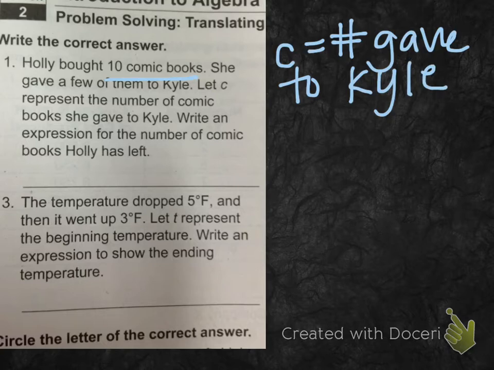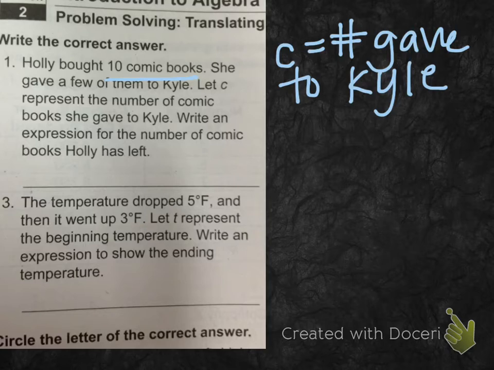We always need a label. That way we know what these variables mean. So write an expression for the number of comic books that Holly has left. So think about this in your everyday life, okay? Let's see, I gave Maria Alejandra 5 comic books. So what would I do to solve? If I have 10 comic books, and I gave Maria Alejandra 5 of them, then how many do I have left? I know you're thinking 5 in your head, but we need to write an expression for this.